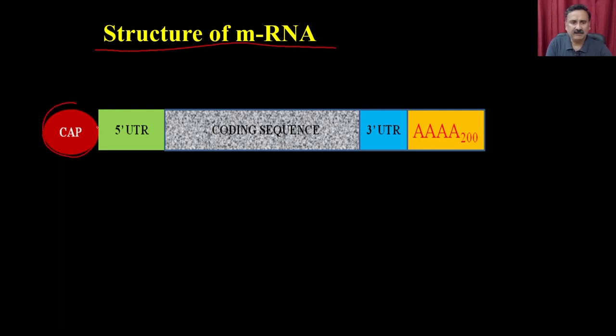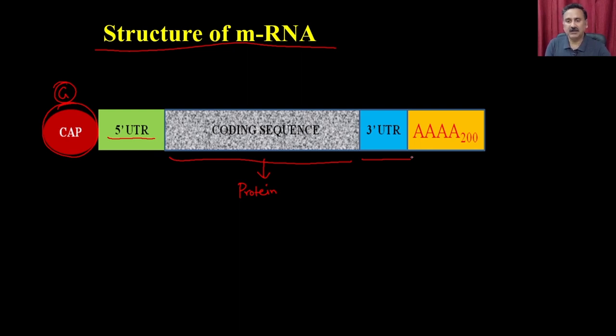5 prime cap. Then you have the 5 prime UTR, then you have the coding sequence. This is the coding sequence which is going to be responsible for production of the protein, because this is the region which is going to be translated by the ribosomal machinery. And then you have the 3 prime UTR. So the 5 prime UTR and the 3 prime UTR are the regulatory regions.